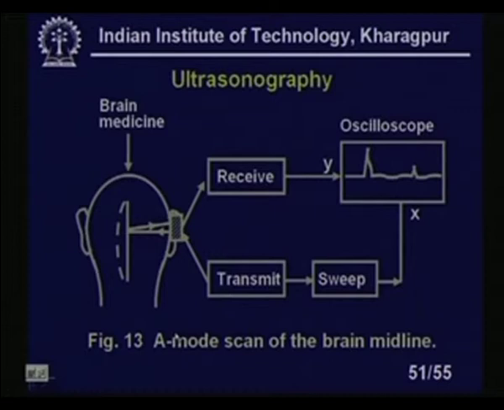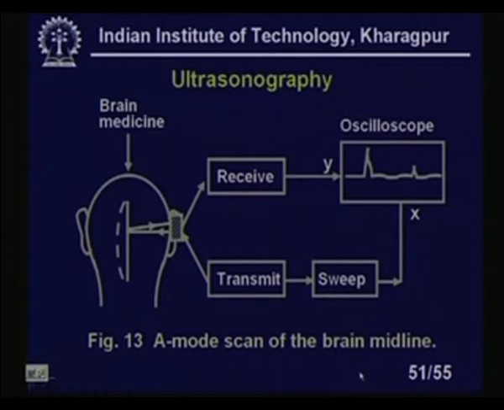Okay. So, you see the brain, a mode scan of the brain midline. I have a receiver and a transmitter, transmitting signals. Then I have an oscilloscope, I have a sweep as usual. I am giving the signal to the vertical plates and the sweep to the horizontal plates. I have to make it stationary, because the signal is to be stationary. That is the basic principle of the sawtooth waveform when we give it to the horizontal plates, right. So that is actually utilized here.